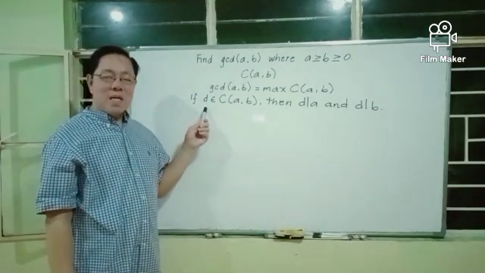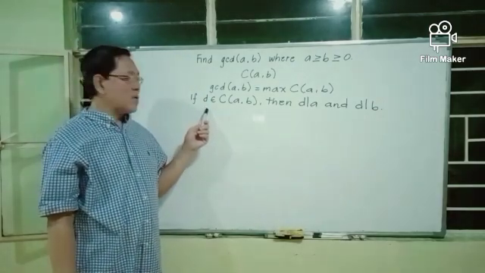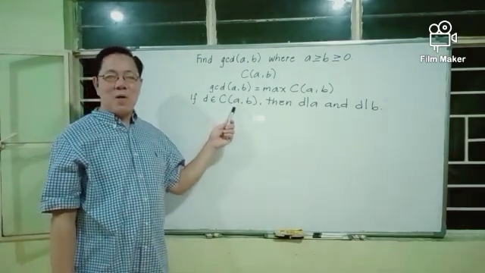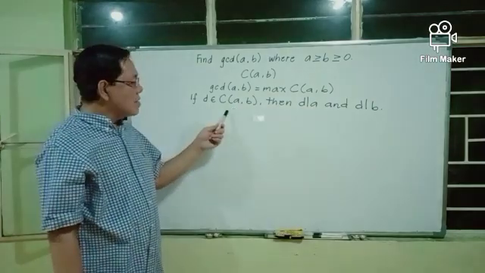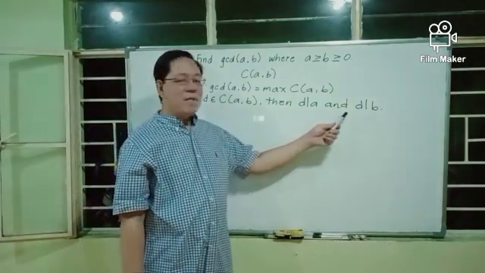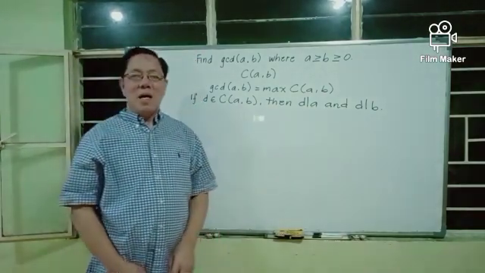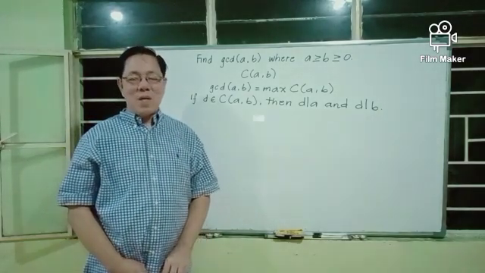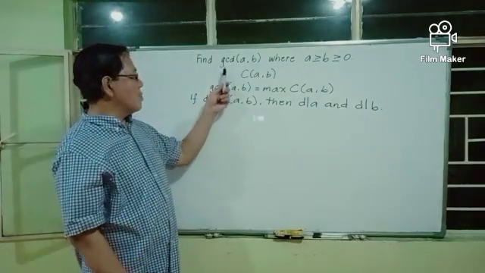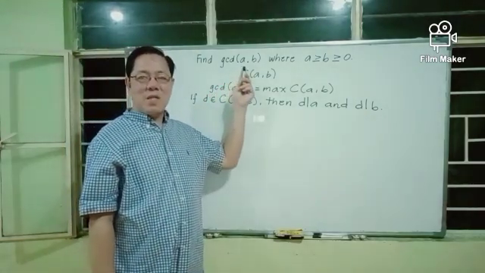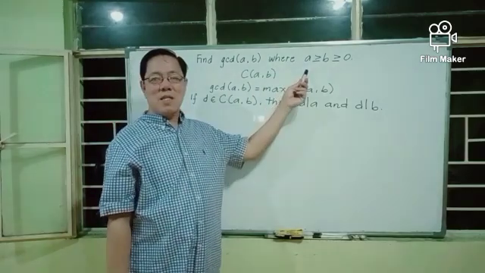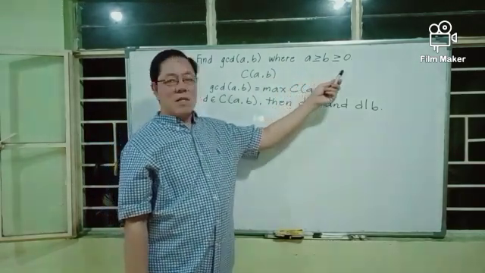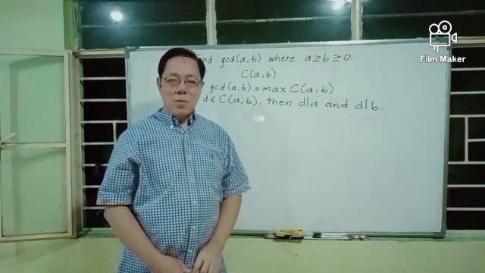Again, if d is a common divisor of a and b, that means d is an element of C of ab, the set of all common divisors of ab, then d divides a and d divides b. And we will use some of the properties of divisibility later on when we find the greatest common divisor of the positive integers a and b that satisfy this inequality, a greater than or equal to b and b greater than or equal to 0.